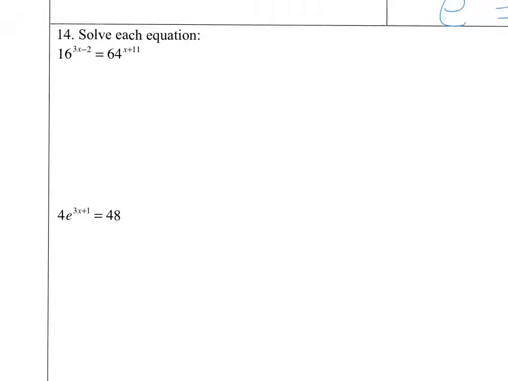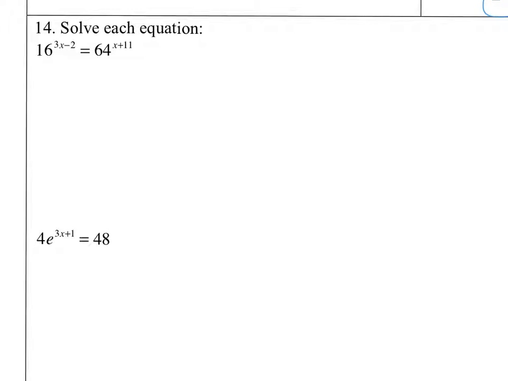We're going to do some solving. Here we're going to have to deal with trying to get these things into the same base, and if we can't, then we have to use logs. So I notice we've got 16 to the 3x minus 2, and I've got 64 to the x plus 11. Both of these are powers of 4 or powers of 2. It doesn't matter which base you use as long as you use the same one.